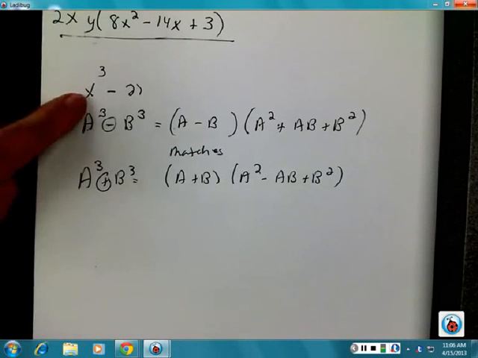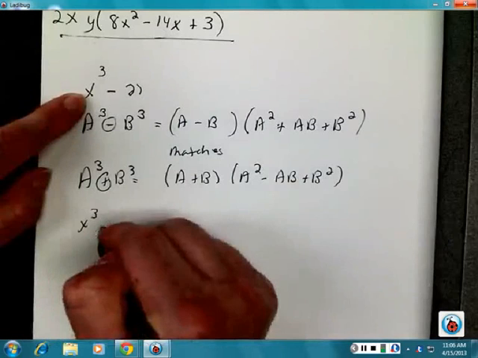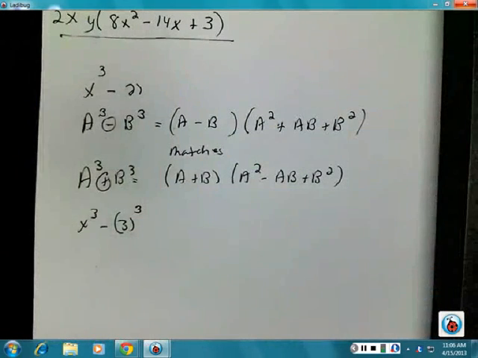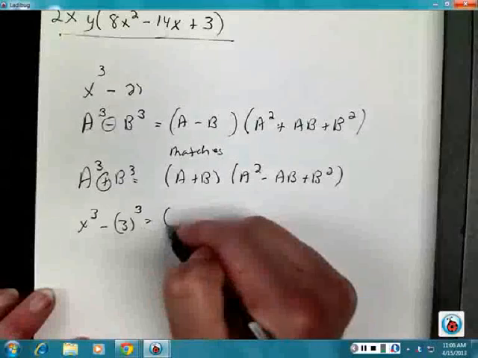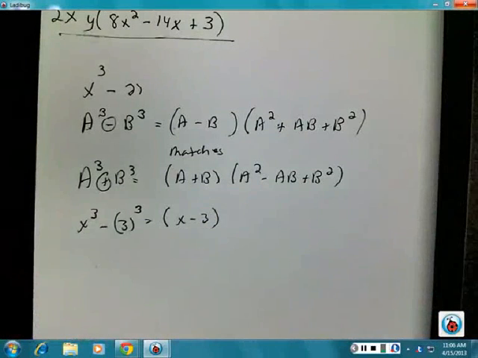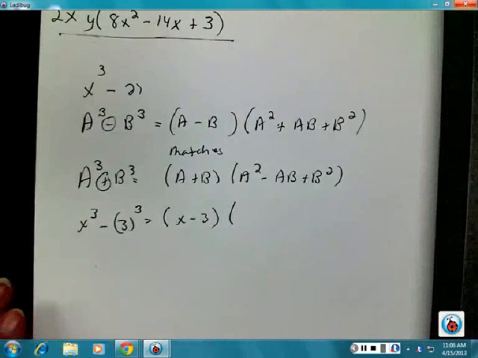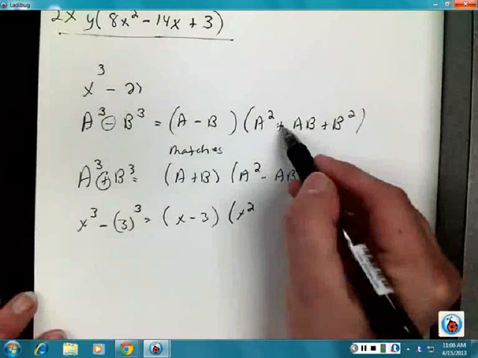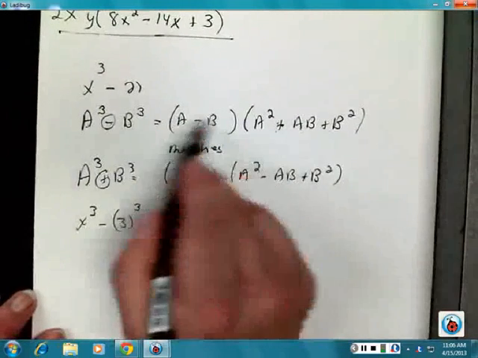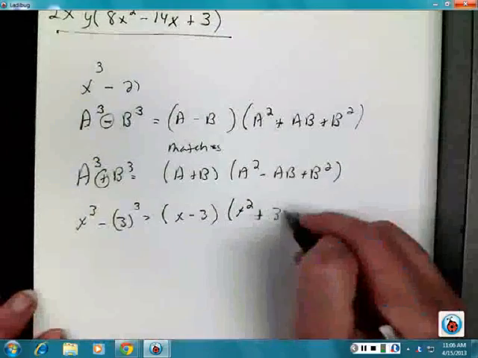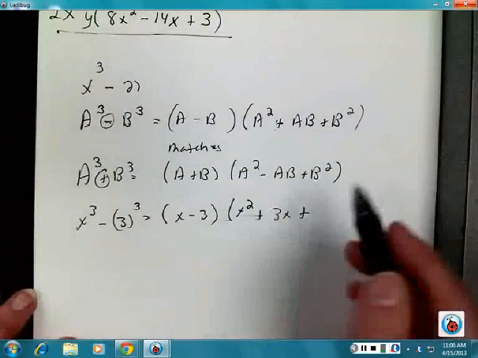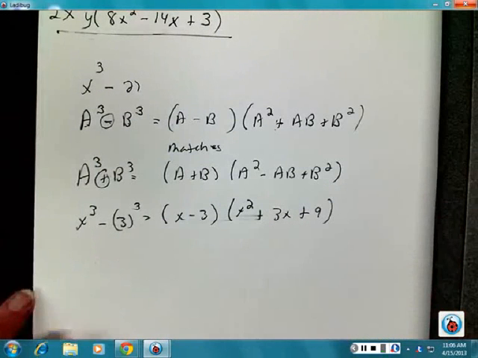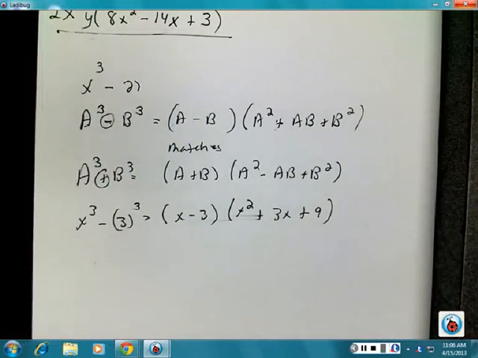If I finish the one I have up here, I'm going to have x cubed minus 3 cubed, because 27 is 3 cubed. So I would have x minus 3 for the first one. What's the second one? It's x squared. Well, it won't be minus, it's going to be a plus. Remember, it's going to be the opposite of the sign. And then x times 3 is 3x. And finally, it's still a plus at the end, and it's going to be 3 squared or 9. So that will be your answer to that one.